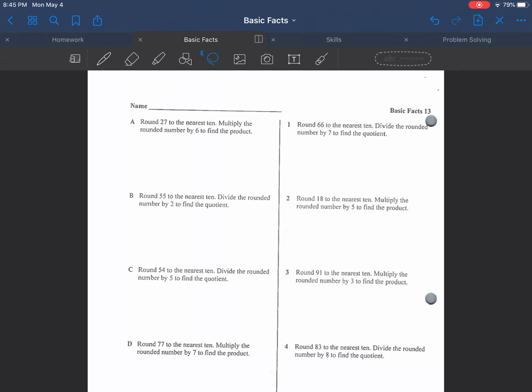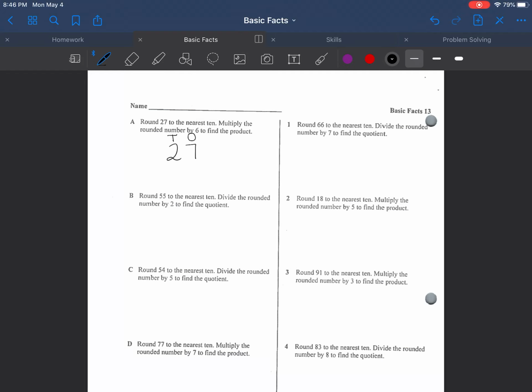So now we're going to move over to basic facts, and we are on basic facts 13 right here. So I am going to be doing the letters, and you guys will be working on your numbers. So it says A, round 27 to the nearest 10.